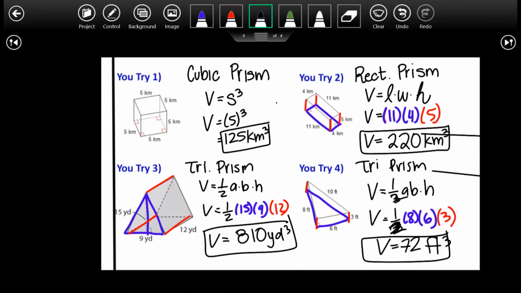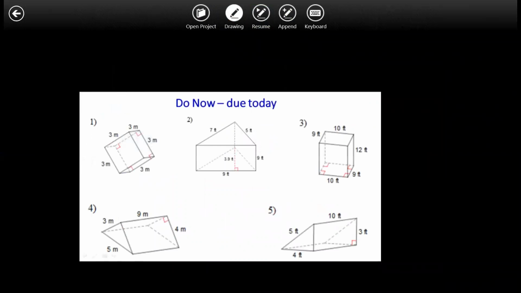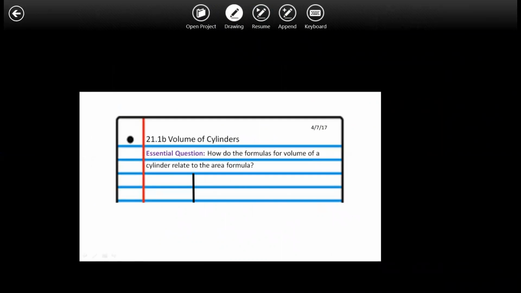Okay, here we go. Let's try to finish this up. The next one we're going to do, don't copy that. Copy that. We're going to finish this up.